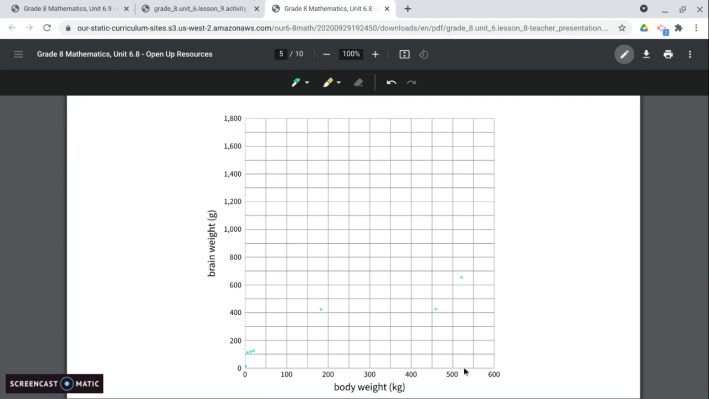529 and 680. The gorilla is 207 and 406. The human is 62 and 1,320.